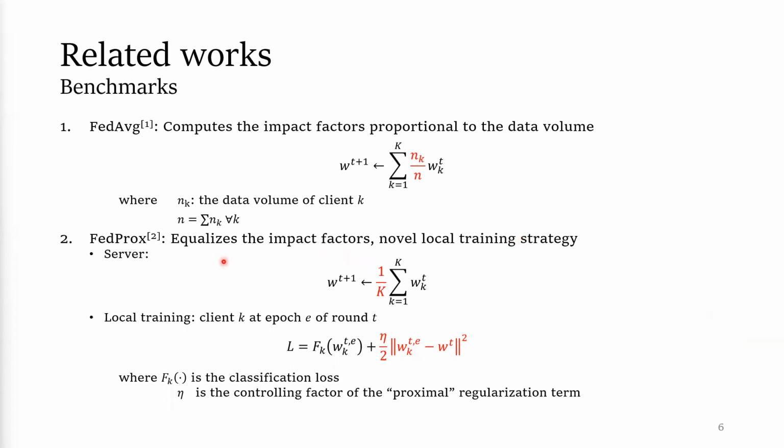Then we have FedProx, who equalize the impact factors, but add a novel local training strategy to the locals, which is computed by the Euclidean distance from the current model and the initial model, so that it can avoid overfitting situations. In this work, we would like to keep the naive training process like in FedAverage. However, we would modify the server aggregation scheme so that the impact factors are adaptive.